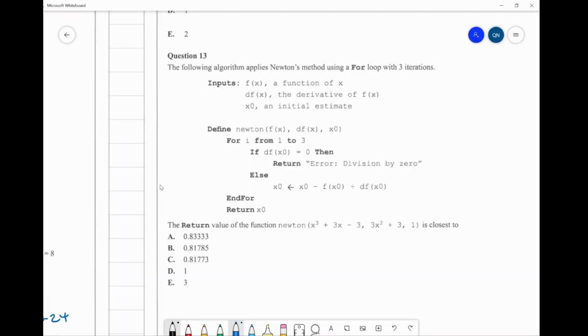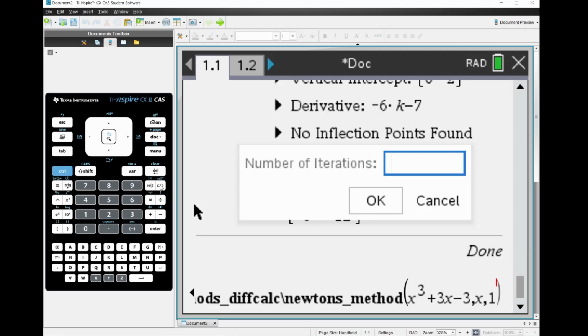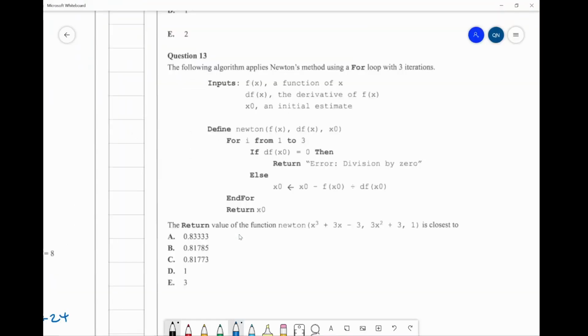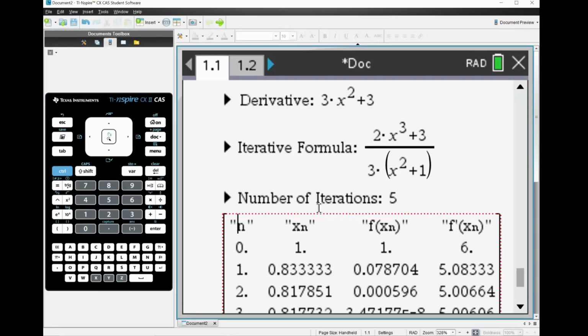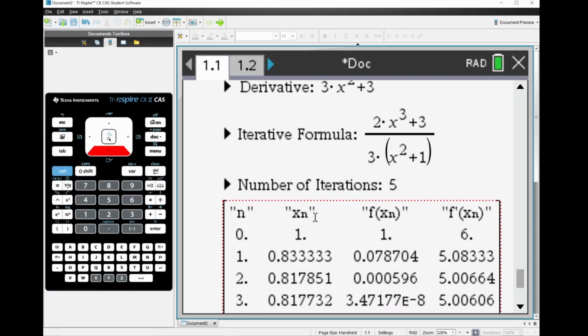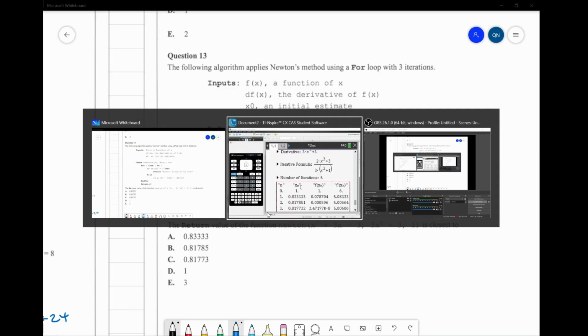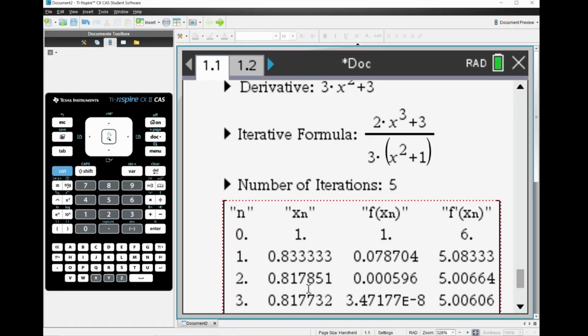Number of iterations, I don't know, let's just go for 5. Let's see what that gives us. So we have the return value. So what are we doing over here? So i from 1 to 3. So it looks like we're doing 3 iterations. So 1, 2, 3. And that gives us return x0. So what's x0? It's the xn value, so 0.817732.